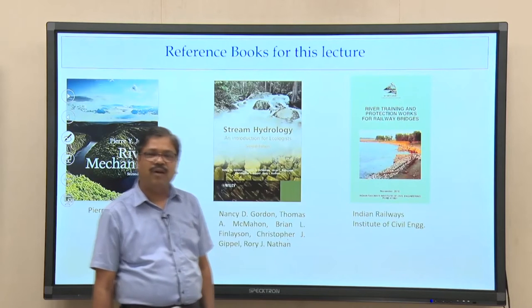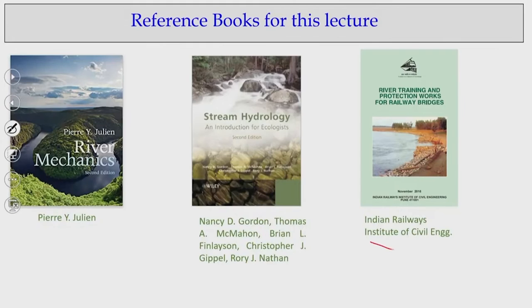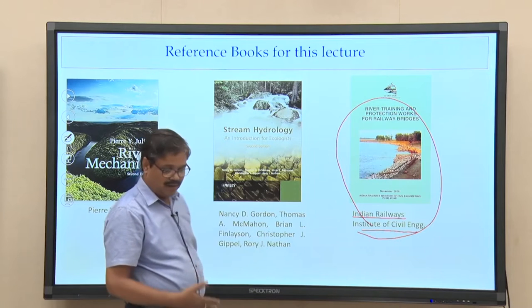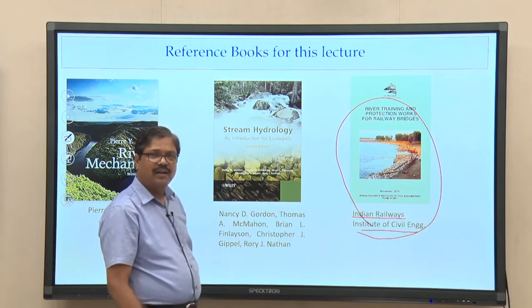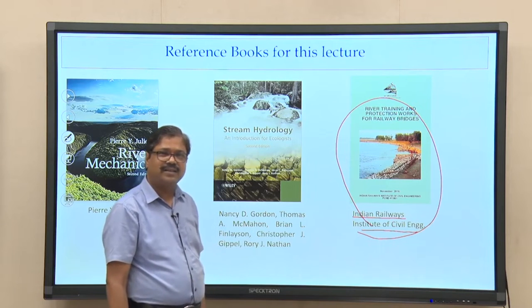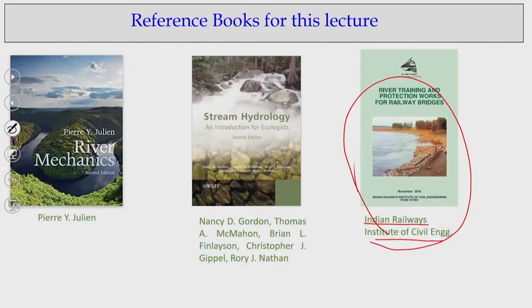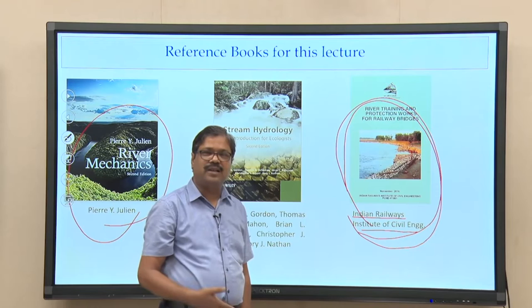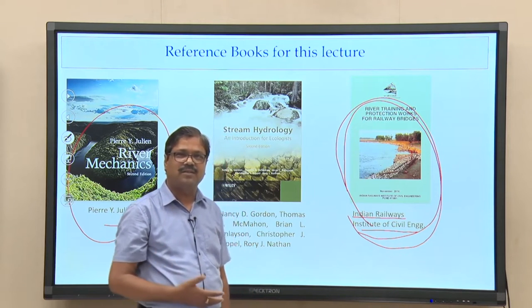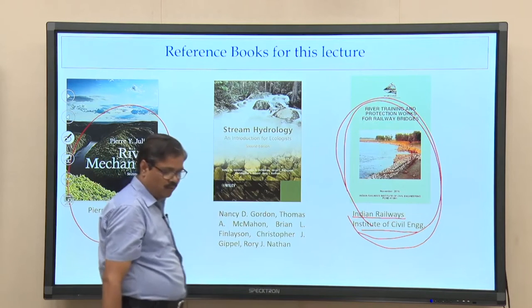If you look at the next part, it's very interesting that I have taken a new book, River Training and Protection Works for Railway Bridges by Indian Railways Institute of Civil Engineers, published in 2016. We'll have some cross reference of this book about Indian knowledge of river equilibrium, river morphology, river characterization, and regionalization of river characterizations. These things are given in great detail in this book, and I am going to follow this book as well as P. Y. Julien's book. As you know, many studies have been done on the Mississippi River, and there is a lot of experience on the Mississippi and elsewhere. I am going to deliver the lectures combining both.